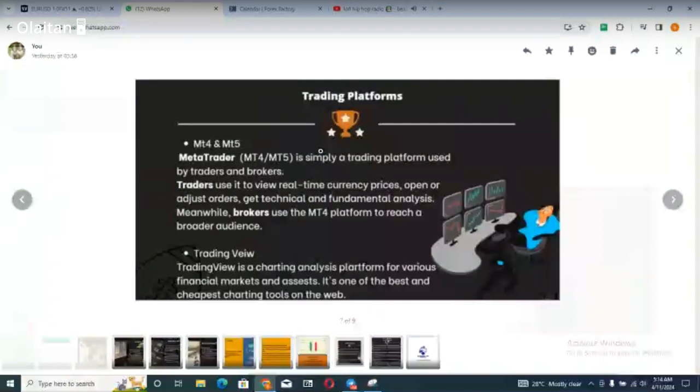But the major ones you're going to be seeing out there are MT4 and MT5. These are platforms that we, the traders, use to place our trades. We can analyze through them also, but there are better platforms to analyze, like TradingView. If you're using a laptop, just go to tradingview.com, or if you're using a phone, just download it on the Apple iOS App Store or Play Store. You can download the TradingView app there and play around with it.